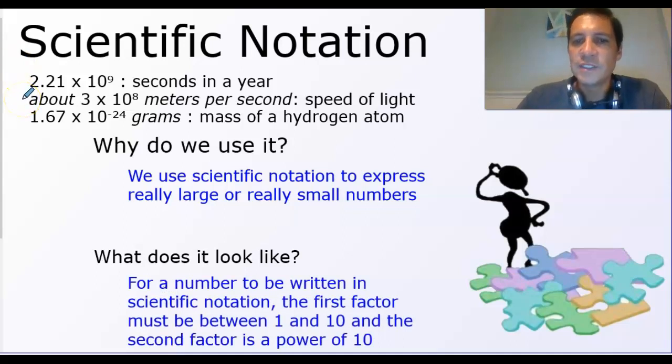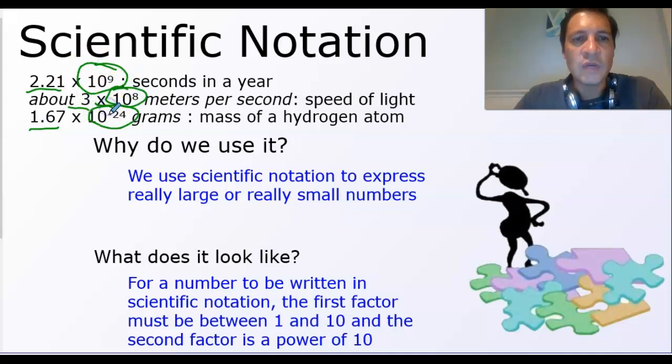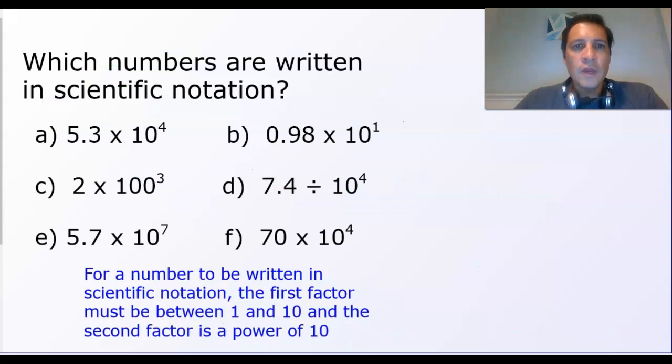For a number to be written in scientific notation, the first factor must be between 1 and 10. That's these numbers here. These are all between 1 and 10. And then what do you notice about the second one? That second factor has to be a power of 10. 10 is the base, and then it's raised to some power.